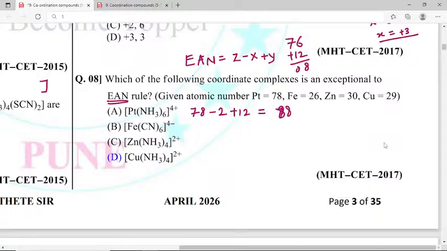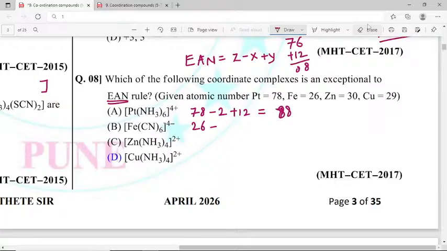$88 value came here. Okay. Then next, Fe has a 26. Fe, how much? That's a 26 minus Cn. So what is the value for the Cn? Cyanide. Oxidation state as a plus 2. So this is plus 4, I think. Yeah. Okay, let me check here. One minute.